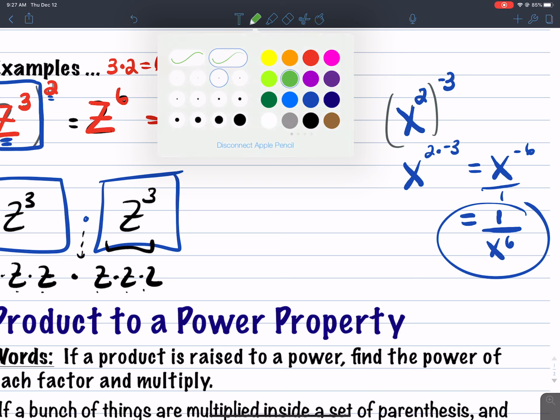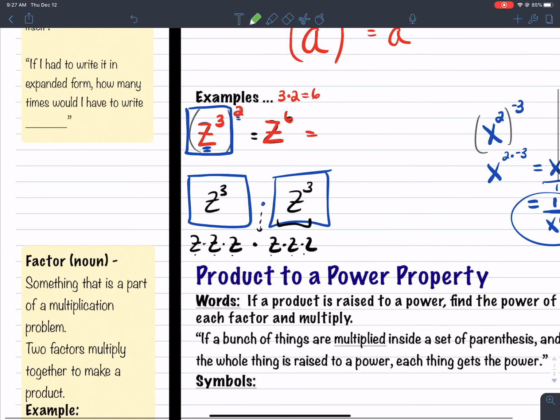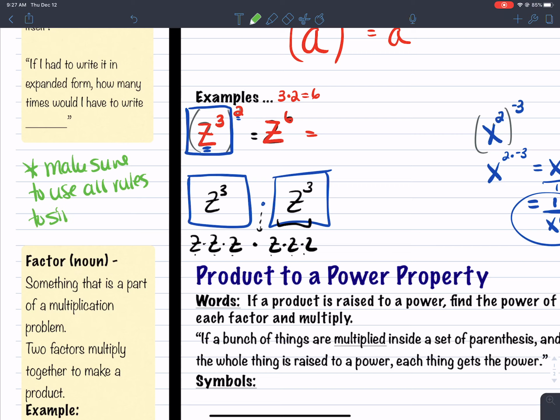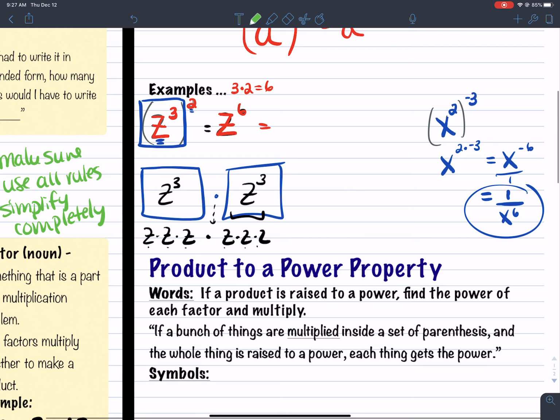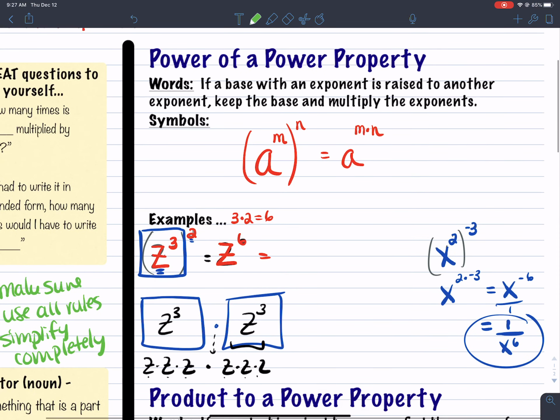So a good note for today that we could add to the side in your notes, that I would want you to see when you turn it in to me, is to make sure to use all the rules to simplify. And we're going to say that, simplify completely. We know from our day 1 notes that we don't want any negative exponents. So that is our power of a power property.